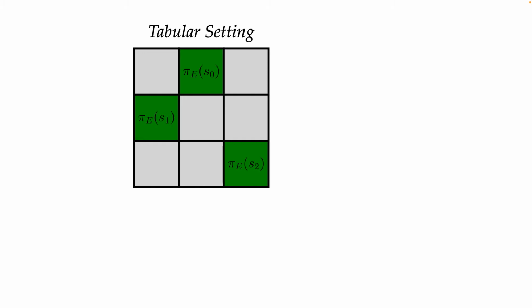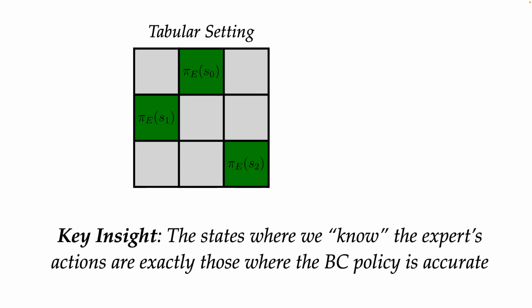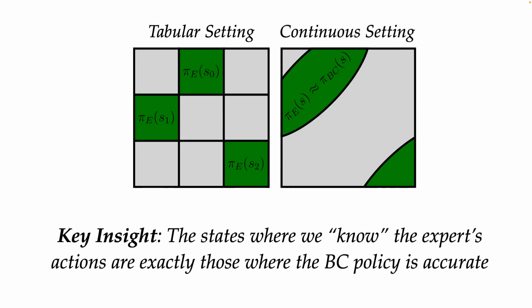So the natural question at this point is how we do this more generally for problems with continuous states and actions. Our key insight is that the states where we know the expert's actions are exactly those where the BC policy is accurate. So if we're able to estimate where in the state space BC is accurate, we can then add action labels from the BC policy at those states to our demonstration set. This is equivalent to tossing BC rollouts into your expert dataset and then weighing state action pairs by some notion of confidence.